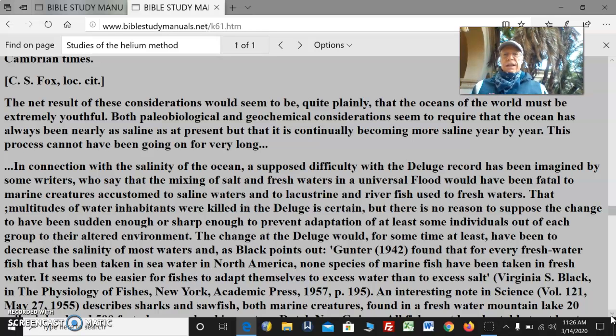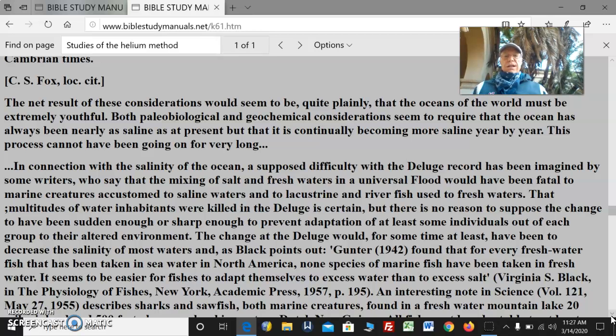In connection with the salinity of the ocean, a supposed difficulty with the deluge record has been imagined by some writers, who say that the mixing of salt and fresh waters in a universal flood would have been fatal to marine creatures accustomed to saline waters and to lacustrine and river fish used to fresh waters. That multitudes of water inhabitants were killed in the deluge is certain, but there is no reason to suppose the change to have been sudden enough or sharp enough to prevent adaptation of at least some individuals of species out of each group to their altered environment.